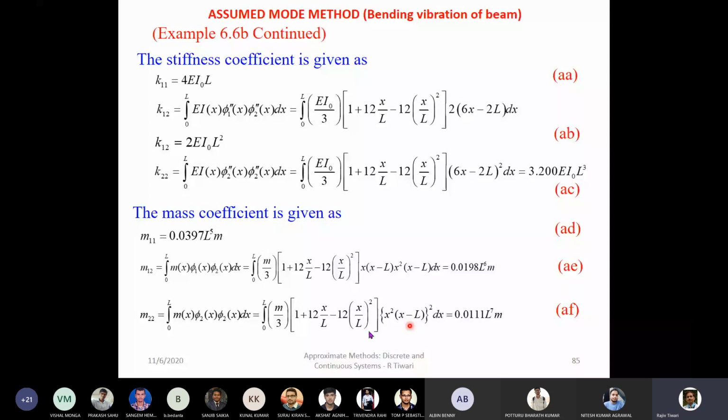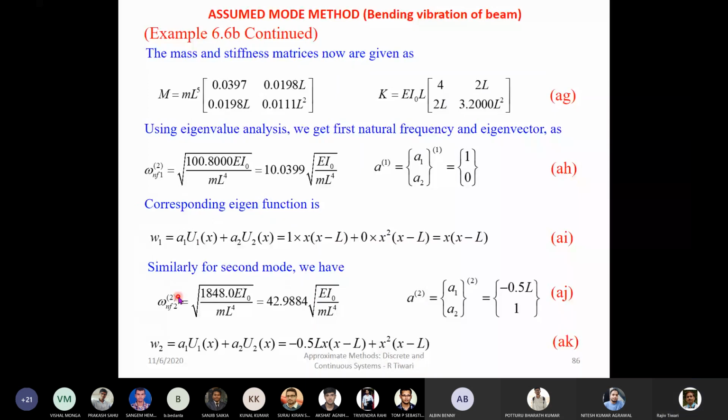Here we have taken the functions in polynomial form, so integration is relatively easier. Sometimes if we take sine or cosine functions, that becomes more difficult. So we could get M22. Now we have the 2 by 2 mass matrix also. This is the mass matrix we got, and this is the stiffness matrix we got. Now you can see that these are the discretized mass and stiffness matrices for a continuous beam having varying mass distribution and varying elasticity distribution.